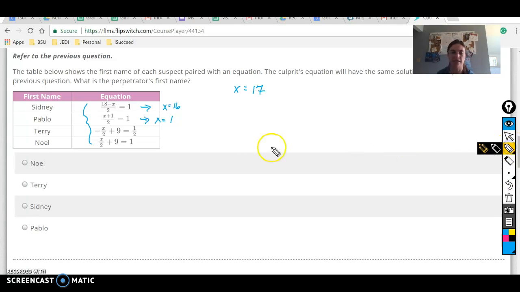Okay, let's try one of these. They've got to be more promising here. Negative x over 2 plus 9 equals 1/2. Well, the only thing that I can do here is subtract 9 from both sides. I can't multiply both sides by 2 quite yet because this 9 isn't being divided by 2. So I need to subtract 9 from both sides. So I'm going to have negative x over 2 equals, well, let's just do this.